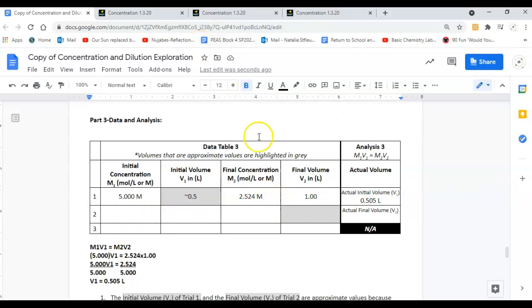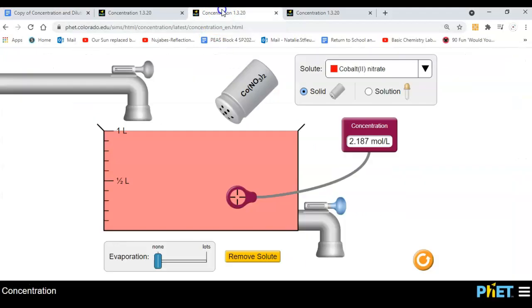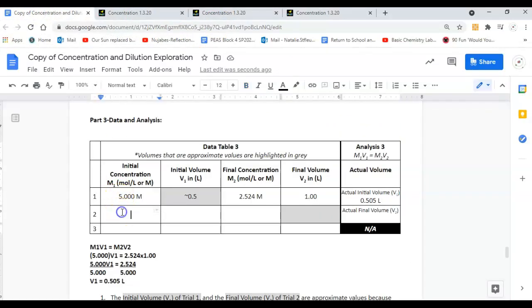Now in trial 2, what we're going to try and find is the final volume. So the trial 2 setup looks like this. You create your solution with the cobalt nitrate until the concentration is about 2 molar. Make sure you record exactly what it is. So in my case, I would record 2.187. That's my initial concentration, and my initial volume is 1 liter.